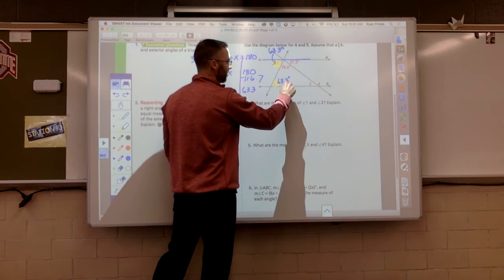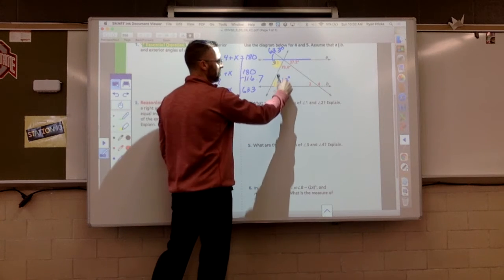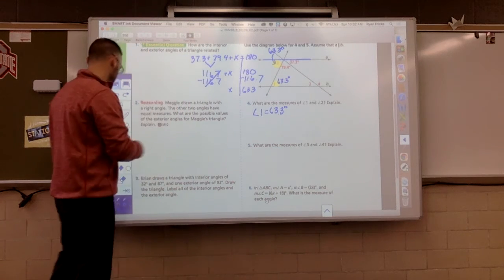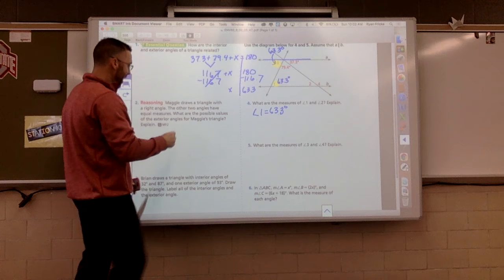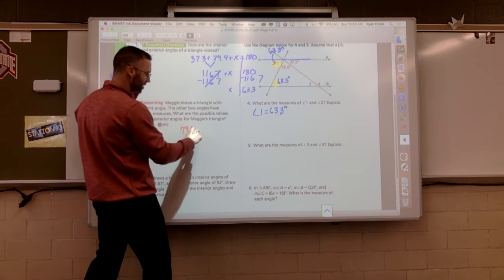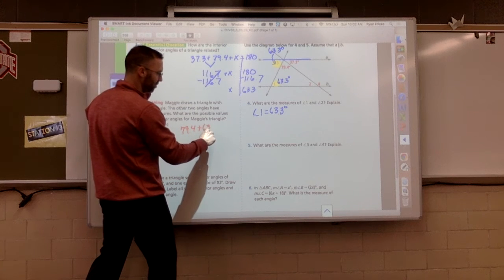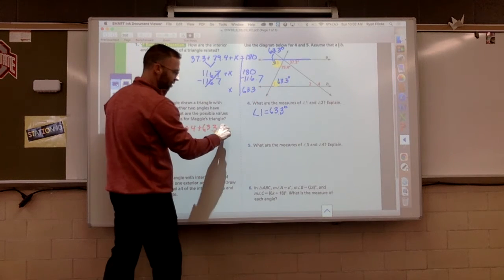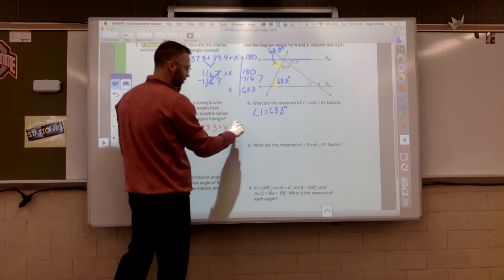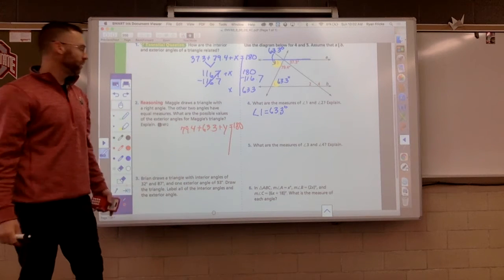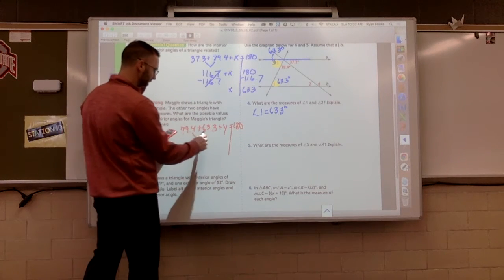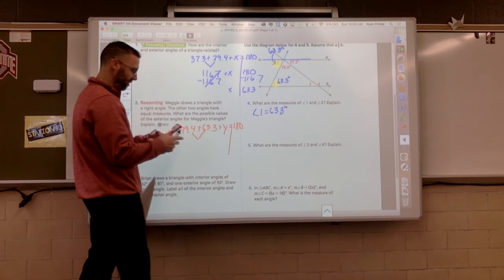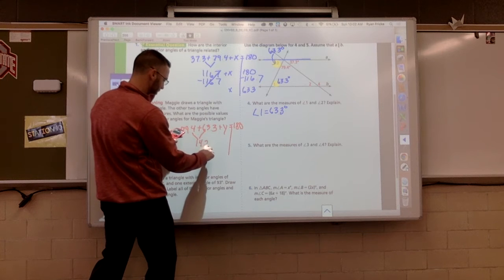Now, what do you see? I see that we have two angles of 3 angles inside of a triangle. So, I'm going to take and add those two together, 79.4 plus 63.3, plus, we'll call this angle 2, we'll call it angle Y. Remember, the 3 interior angles have to equal 180. So, once again, combine like terms, 79.4 plus 63.3. This is equal to 142.7.